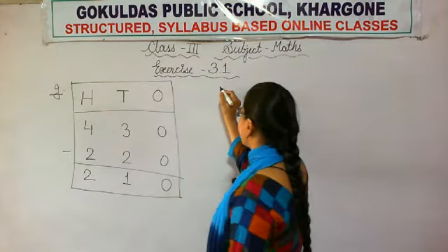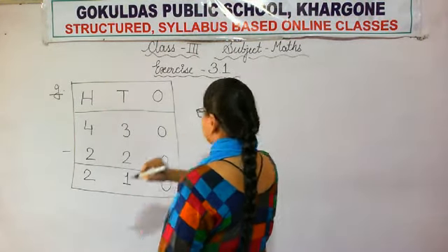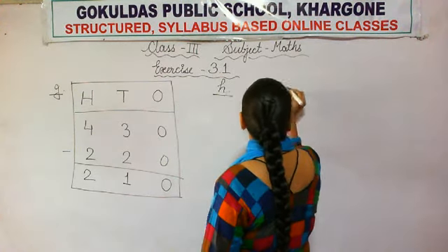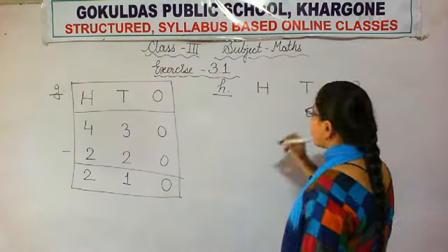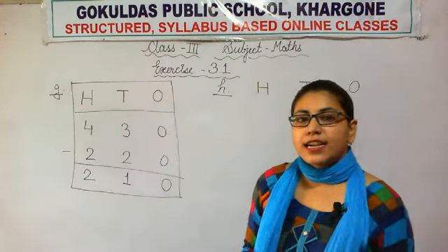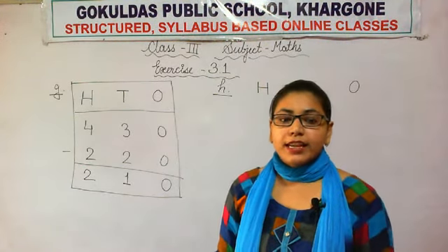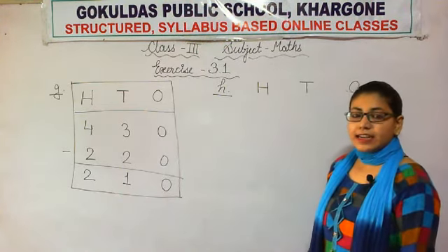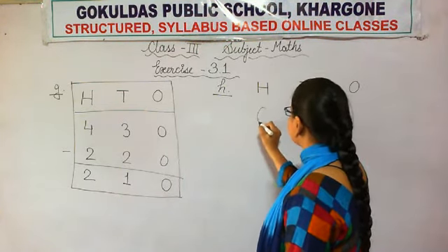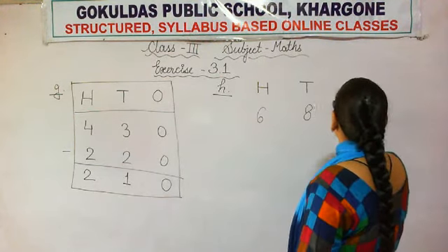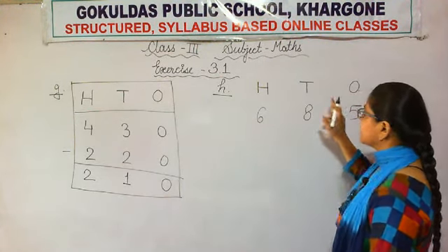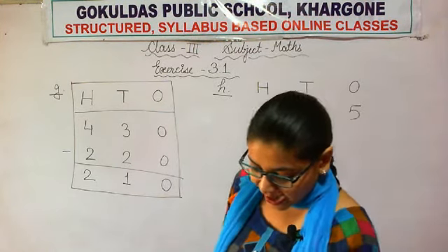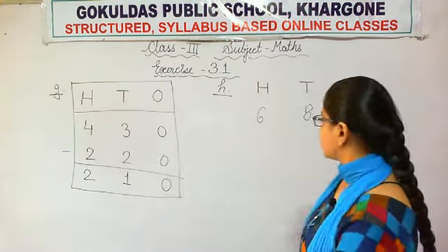Now, part G is done, next part H. Again, the very first step is writing all the places: hundreds, tens and ones. Our minuend is 685. So, we will write 685, ones below ones, tens below tens and hundreds below hundreds. Now our subtrahend is 562.